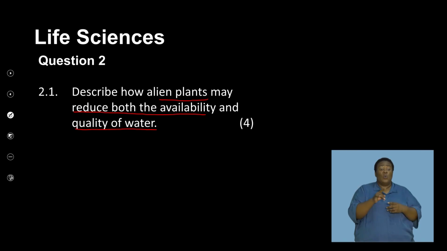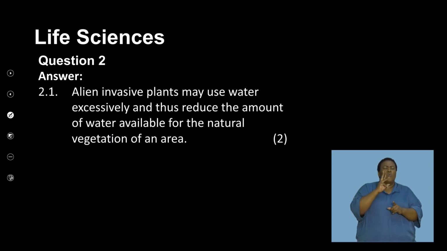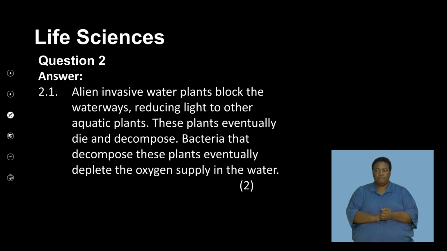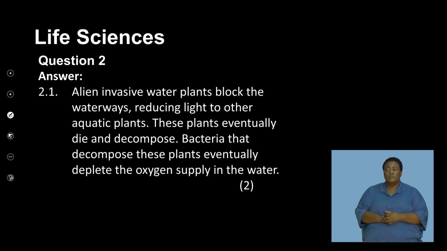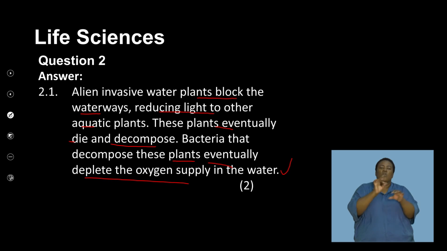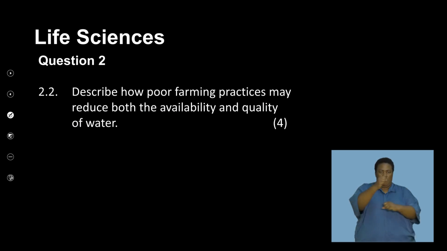And so these plants would affect the availability of water. So you'll find that alien plants may use excessively more water, and this would reduce the amount of water available for natural vegetation in that area. And this means that now you are reducing the availability of water to indigenous plants. Alien invasive plants also block waterways, reducing light to the other aquatic plants. These plants eventually die and decompose. The bacteria that decompose these plants eventually deplete the oxygen supply in the water and further affect the quality of water in an area.